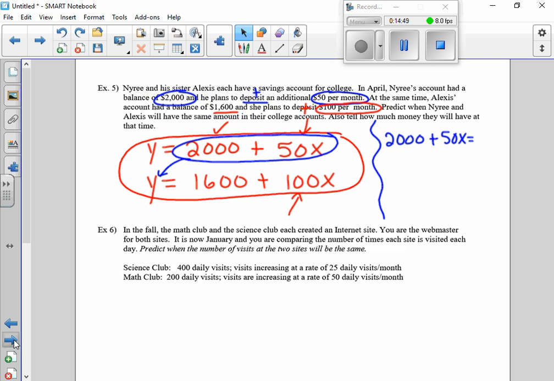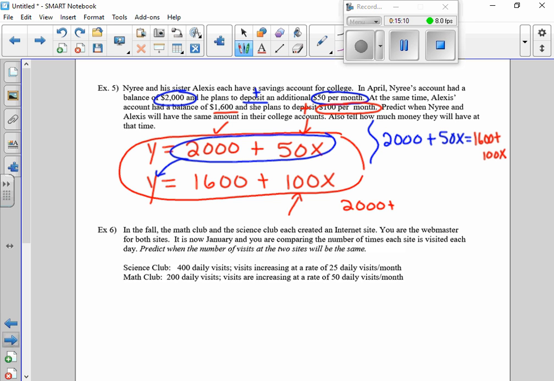Let's see if we can squeeze it in here. But right here on this side, I would have 1,600 plus the 100x. That looks a little clumsy, but that's what I would do as far as substitution. You take that top equation and plug it in for y. 2,000 plus 50x would equal the 1,600 plus 100x, and then you would solve that. So that's all I did, take the top equation right where it says y equals, and plug it into the second equation. All right, that's all I'm doing for you.